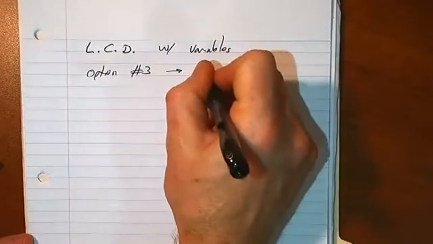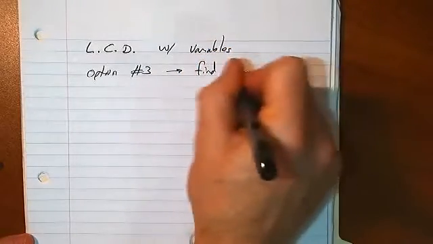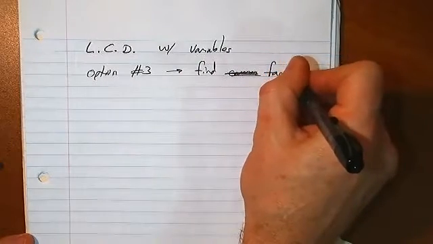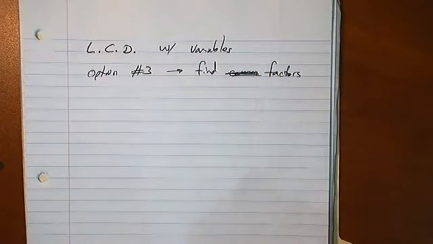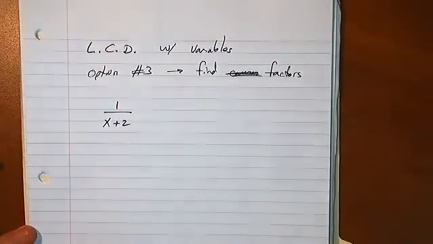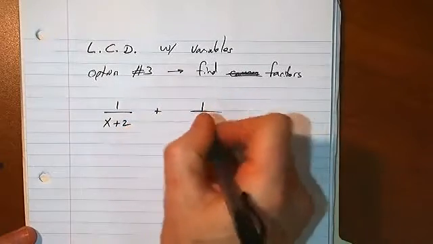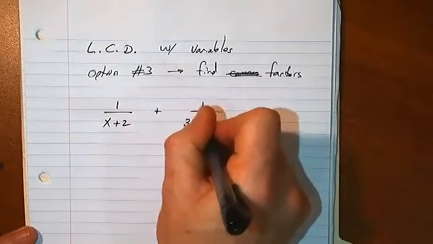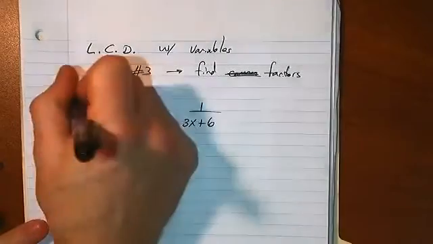We find factors, not common factors, just factors. Okay, so here's how this works. Suppose I've got 1 over x plus 2, and I am going to add that to 1 over, let's say 3x plus 6, something like that. Okay, so here's our example number 3.